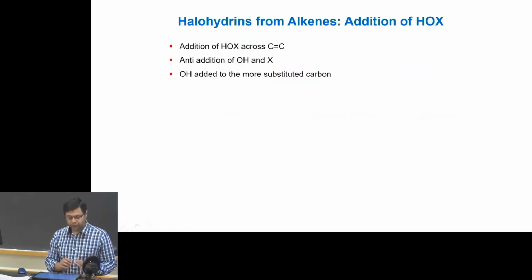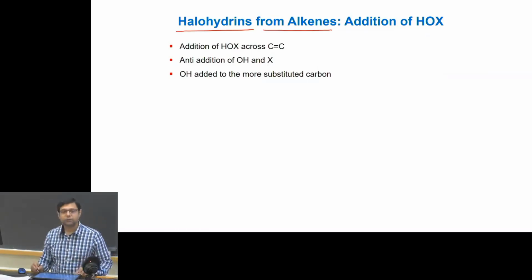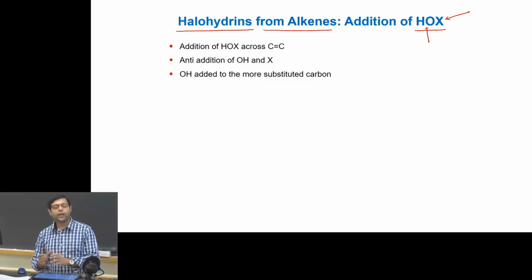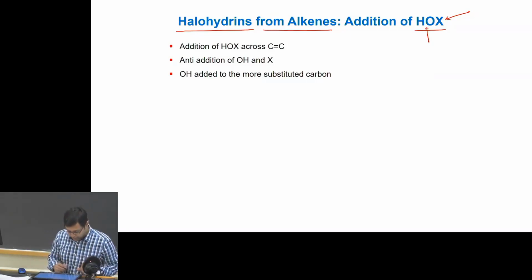The next reaction is formation of halohydrins from alkenes. It is the addition of HOX to the double bond. Halohydrin. Halo stands for halogen. Hydrin stands for OH. So essentially you're adding OH to one of the double bonded carbons, halogen to the other double bonded carbon. So let's look at some features of this reaction.